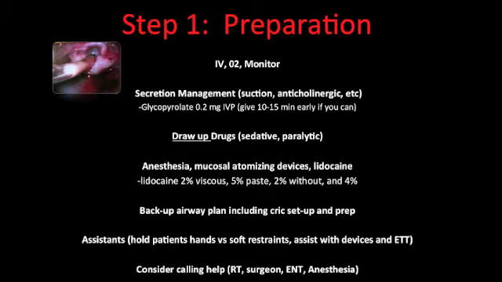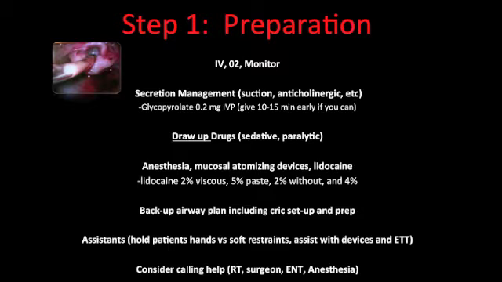Next, you want to draw up your drugs. This includes the sedative you're going to use for the procedure and your RSI drugs, including a paralytic, drawn up and ready to push once you access the airway. You want to have your plan for anesthesia lined out. This is typically done with different preparations of lidocaine, including viscous and 5% paste, and also liquid lidocaine for nebulization and atomization. We'll go over that in the video.